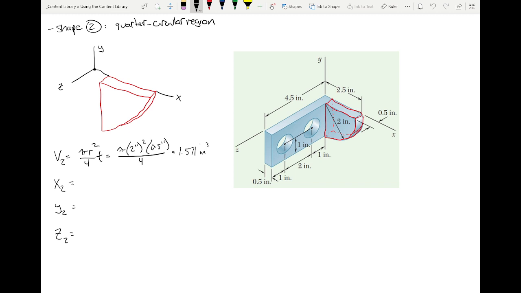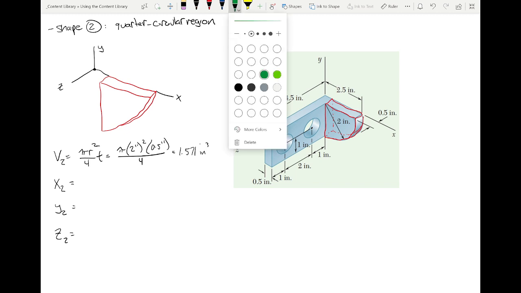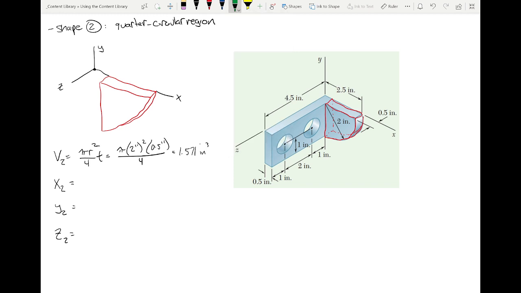Remember, on our diagram up here, this dimension is 0.5 inches, and this dimension here is 2 inches. So, what is Z? This one's easy. 0.25 inches. It's just half the thickness.